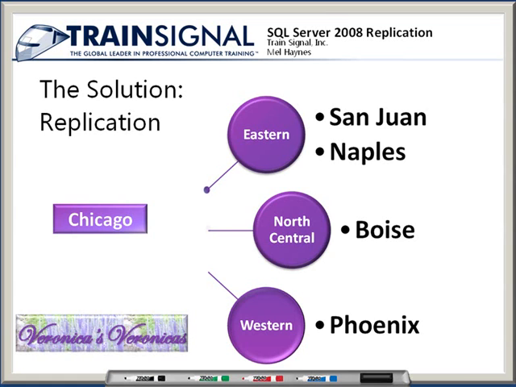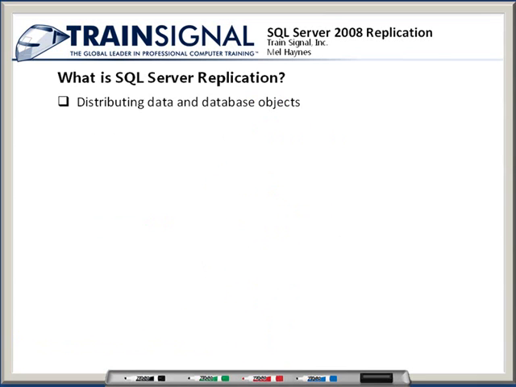And now from Chicago, we can replicate the information that's pertinent to that office at some predetermined interval, giving each office their own server with the data that they need to run their business. And then that data is updated, as I said before, at some predetermined interval. That's replication. That's the solution that will get us off of a single centralized server.